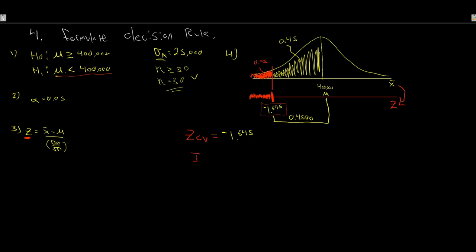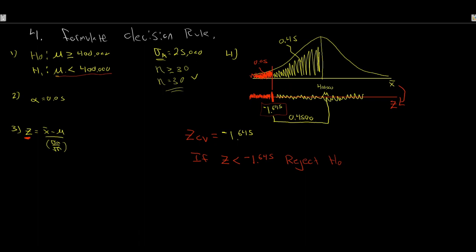If I calculate some value of z smaller than negative 1.645, then I will reject my null. Otherwise, and we don't always have to put this, I will fail to reject. So essentially, this is my decision rule. This is what I can look back to when I finally do my math in step five and ask, where am I sitting? What is my final case? Do I have a z value less than that critical value? Or do I have a test statistic, the one that I calculate, which is greater than it? Well, if that's greater than, that's somewhere over here.